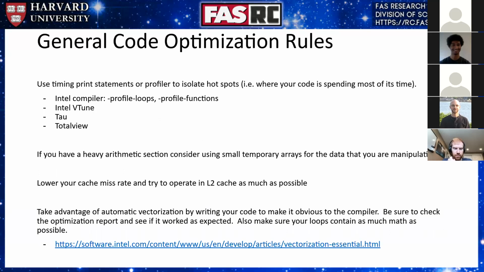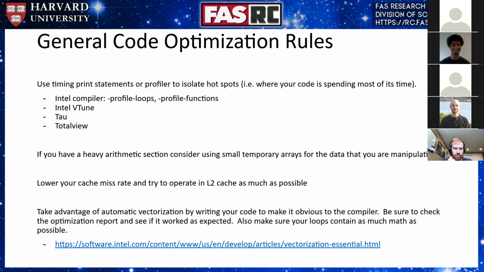Use timing statements, print statements, or a profiler to find your hotspots. You don't want to waste a ton of time optimizing a section of code that actually is not the place where your code is spending a lot of time. Okay? You could say, okay, I'm gonna be in this section of code and work on it like crazy, but your code was only spending maybe 1% of its time there. You want to go for the big ones, not for the other ones.